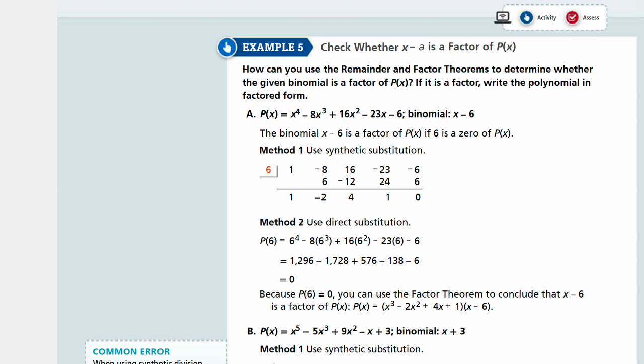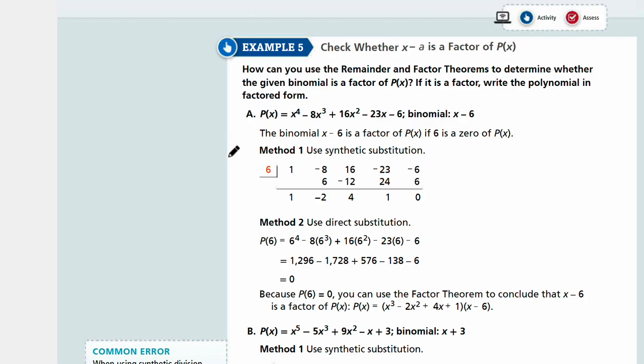So remember that the remainder theorem says that if a polynomial p of x is divided by x minus a, the remainder is p of a, and we use that in example 5. In this example, we're going to use the factor theorem that comes from the remainder theorem. The factor theorem states that x minus a is a factor of polynomial p of x if and only if p of a is equal to 0. So how do we check if it's a factor of the polynomial or not? If it has a remainder that's 0, or p of a is equal to 0, then it's a factor.